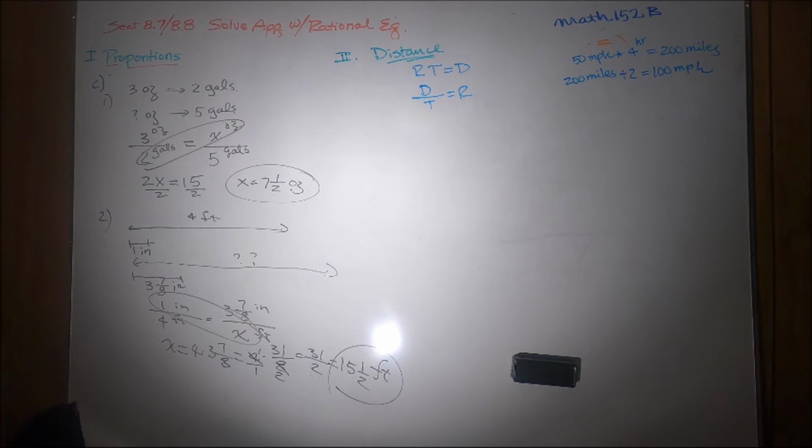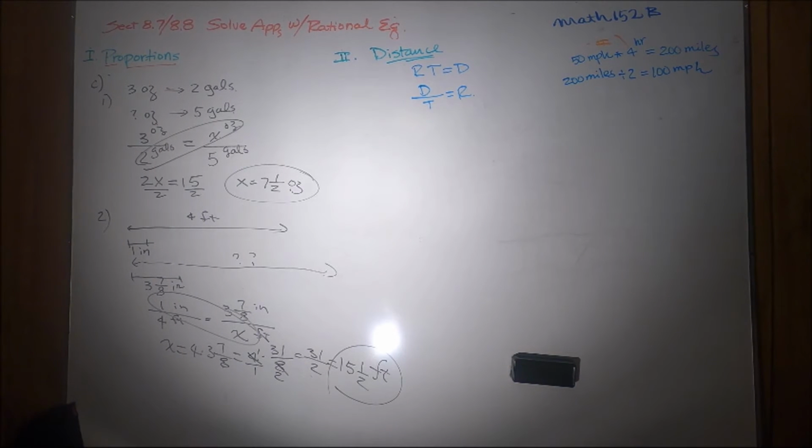If it's during a raining day or a snow day, it took you 5 hours to get there for 200 miles. What do you think your speed is? That would be what? 200 divided by 5. That would be 40 miles per hour, right?